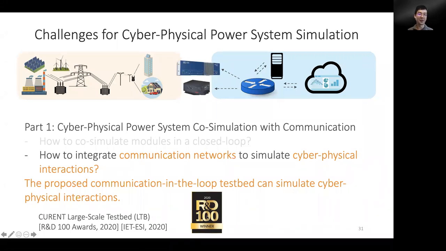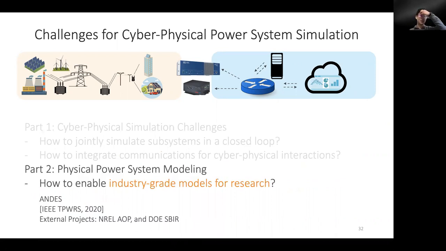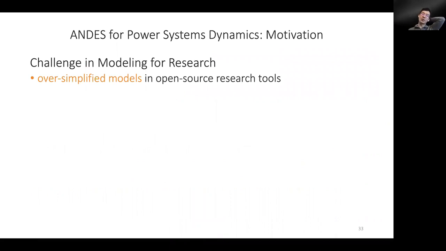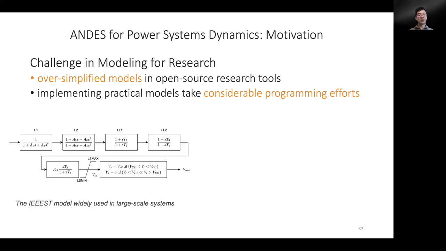This work is a winner of the 2020 R&D 100 awards, along with the next part of the talk. So with the co-simulation communication done, I moved to improving the physical system simulator by answering a question of simulating industry-grade models for research. So I observe a challenge in modeling for research. That is, researchers use open source tools, but those tools come with oversimplified models, and implementing practical models can take considerable programming effort.